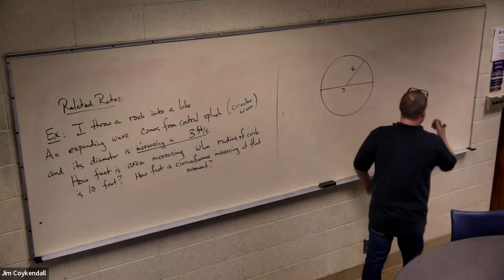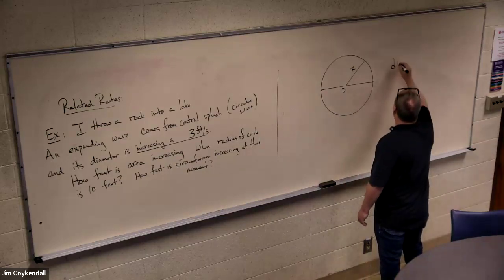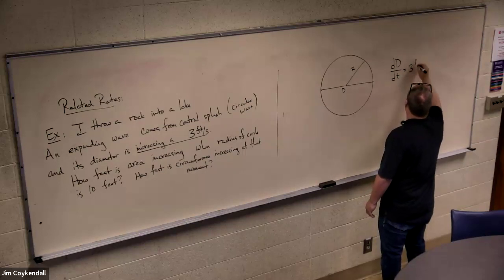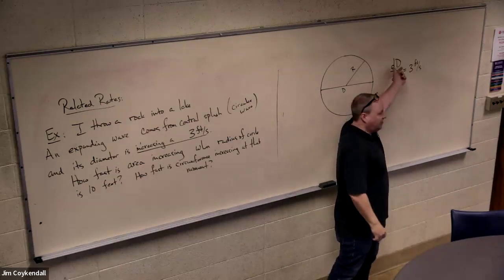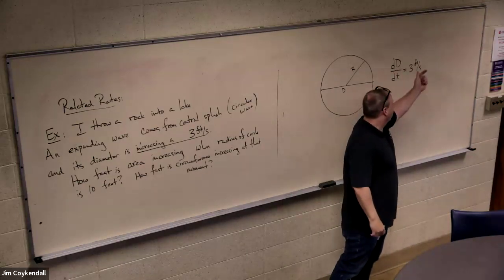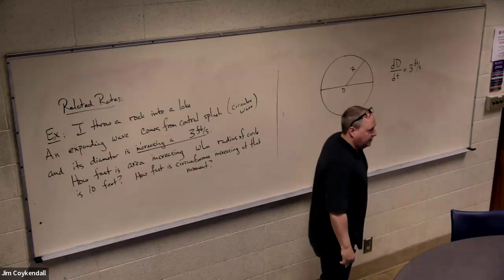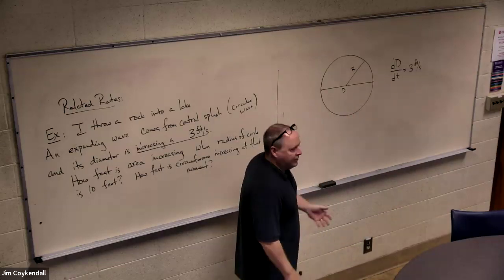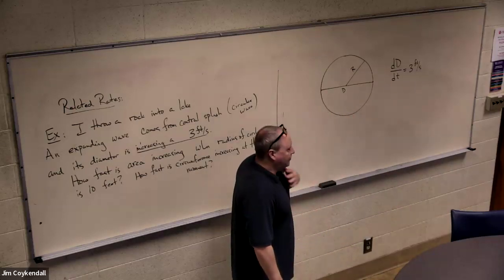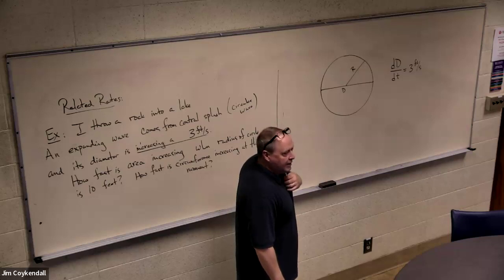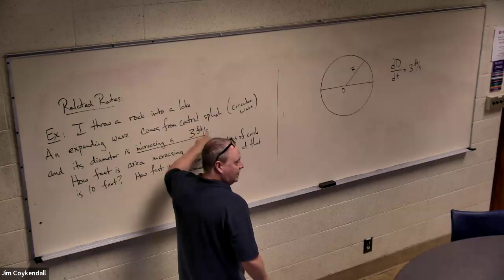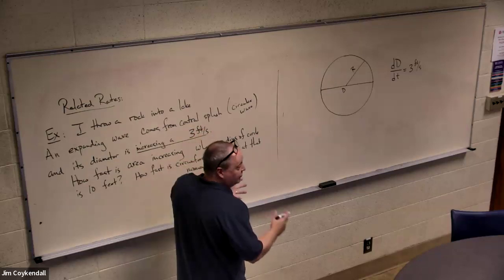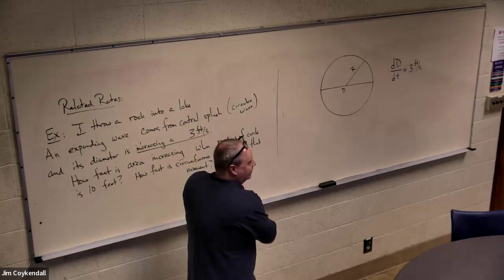So I'm going to interpret the statement. Diameter increasing, dD/dt, is 3 feet per second. That's what I read: change in diameter with respect to time, 3 feet per second. I'm not big on units. This isn't a physics class, but I'm big on units in the following way. You can use them to help you. Those units tell me that's a change in some length with respect to time.